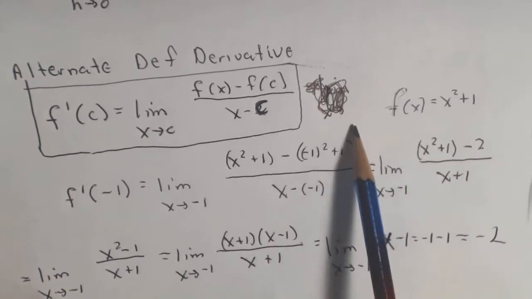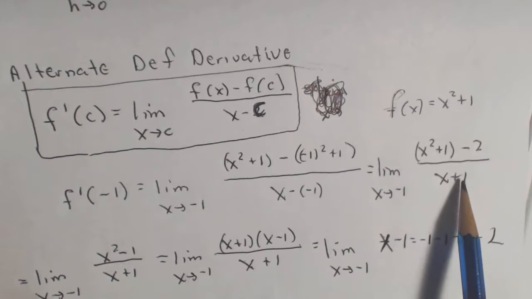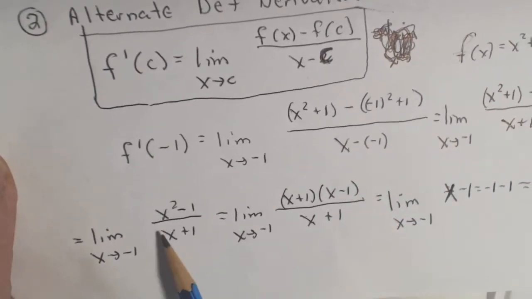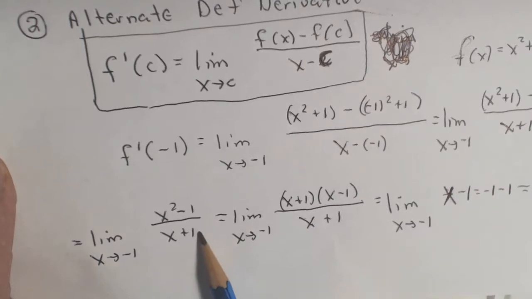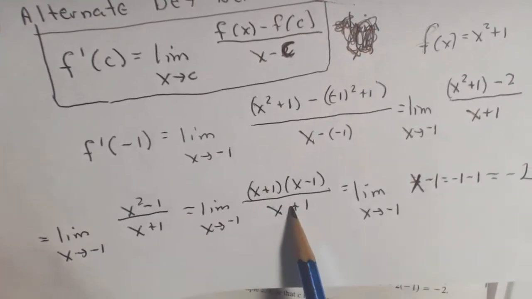Okay, well, here that gives us x squared plus 1 minus 2 over x plus 1. 1 minus 2 would be negative 1. So now we have x squared minus 1 over x plus 1. Well, that's the difference of squares. We can factor that. And the x plus 1's cancel.